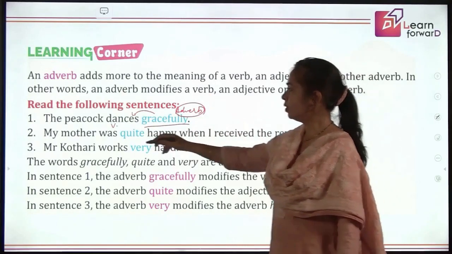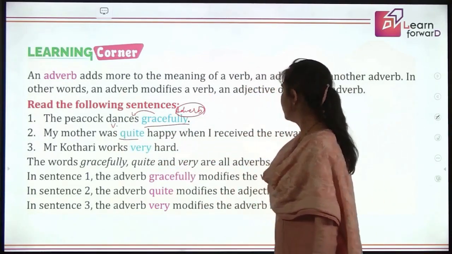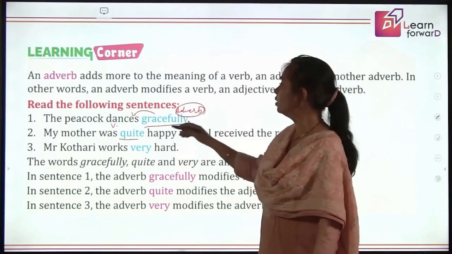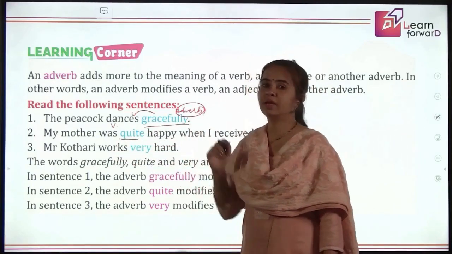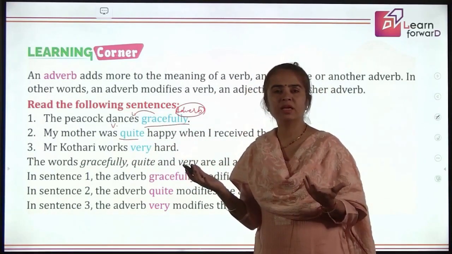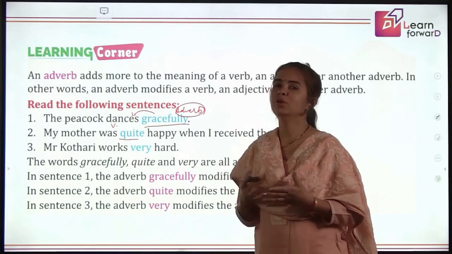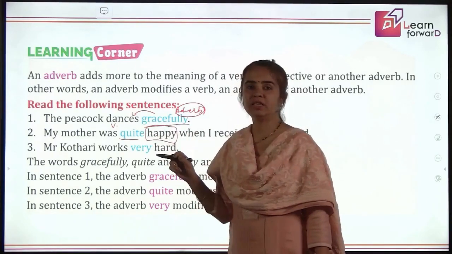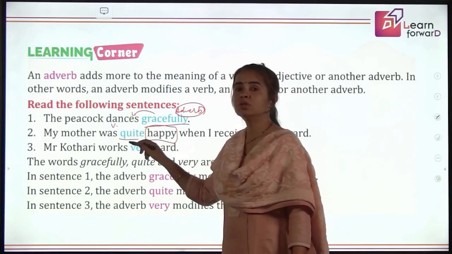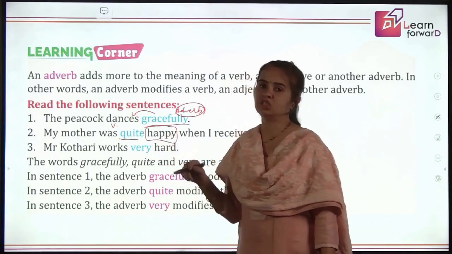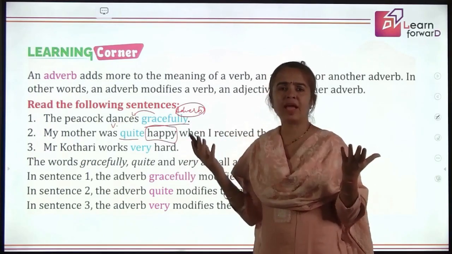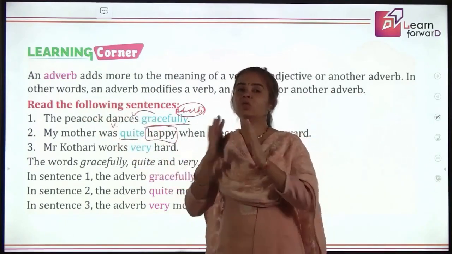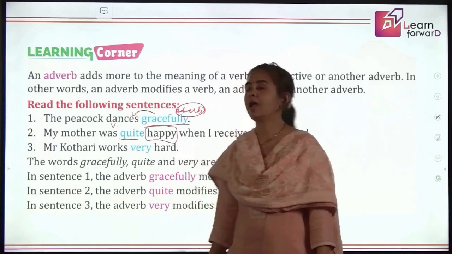What next? My mother was quite happy when I received the reward. So here the highlighted word quite is also an adverb. But which verb is it modifying? Is it telling you about any action? No, it is telling you about happy, which is the adjective. So adverbs are also the words that add to the meaning of adjectives. So it is telling you about happy. Happy to what extent? Like you say, I am happy this much, or this much. So it is telling you to what extent my mother is happy.